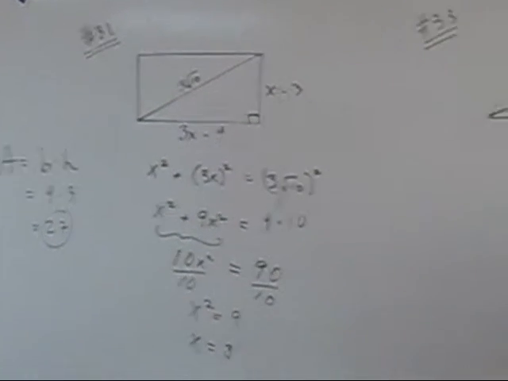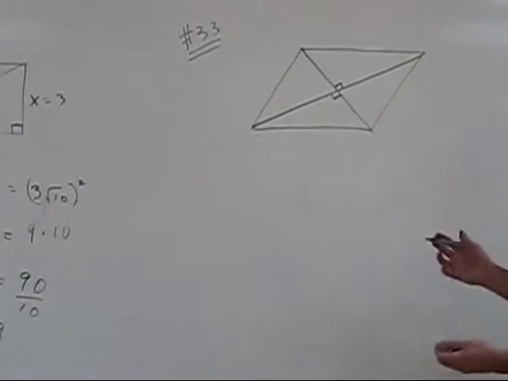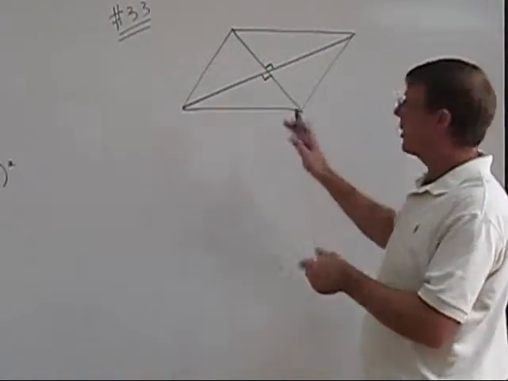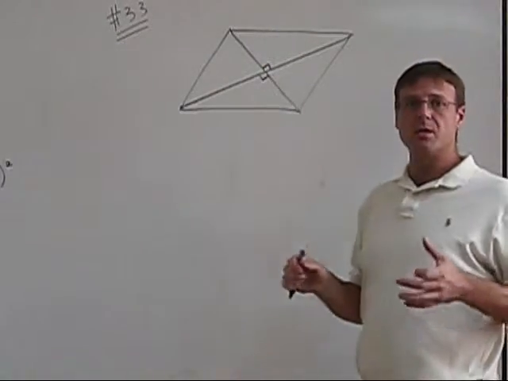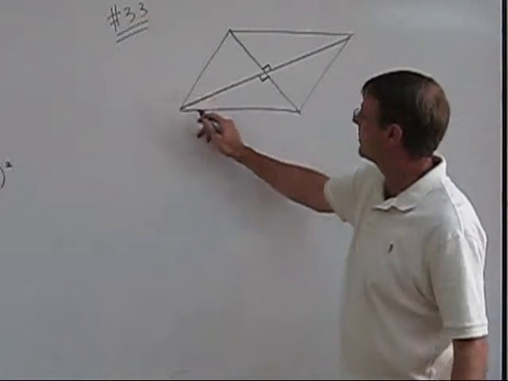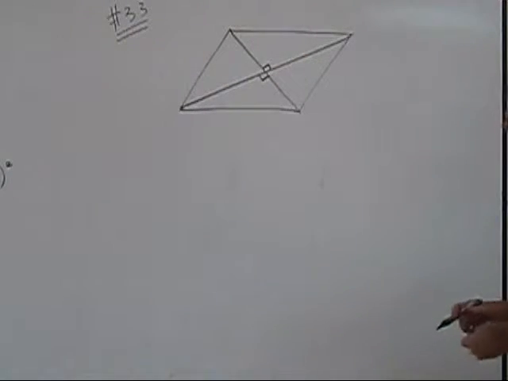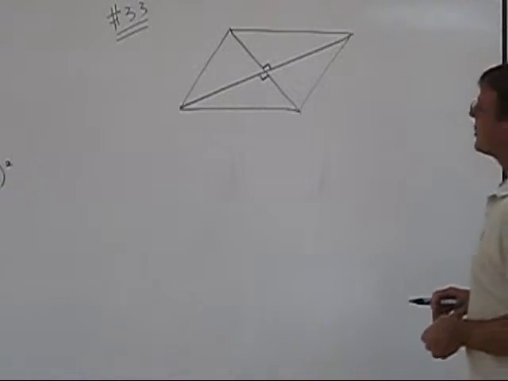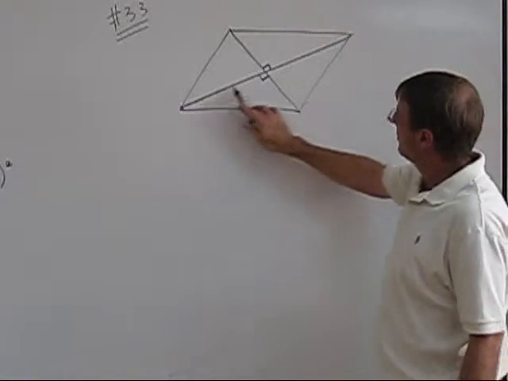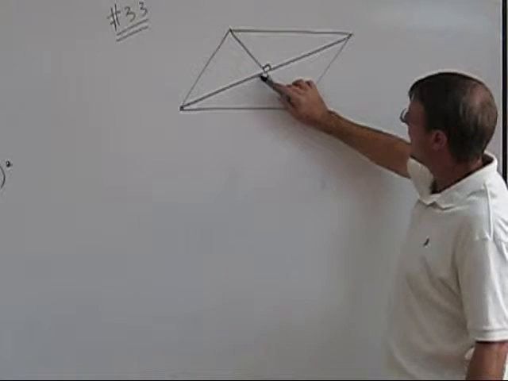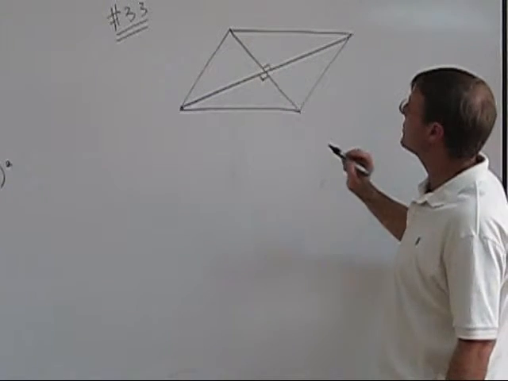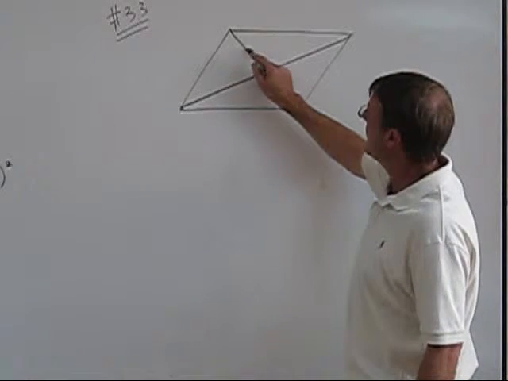Okay, moving on to number 33. We have a rhombus, and we're told, well, a rhombus is like a square where all the sides are the same, but it's also a parallelogram where you have the sides slanted, so you don't have right angles at the corners. Another feature about a rhombus is that when you put the diagonals in, you get a right angle in the center, and you also get the feature that the diagonals bisect each other.